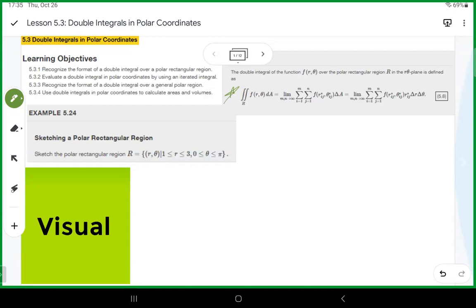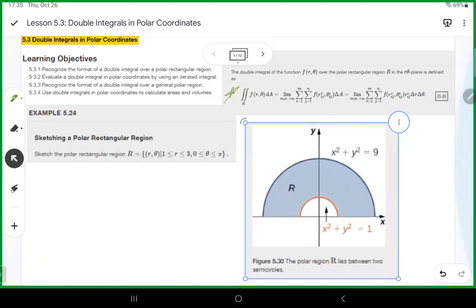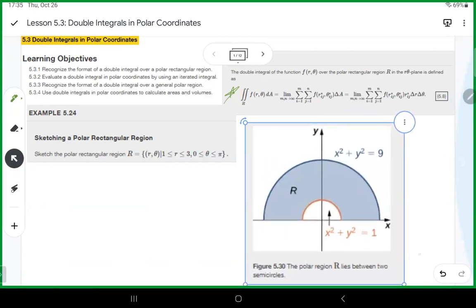We're going to kind of use that. You'll see that the first example here says sketching a polar rectangular region. Sketch the polar rectangular region, and then it gives you a region. So I'm going to show you the figure in a moment, and then we'll talk about it. So kind of nice that our answer gets to be kind of done already.